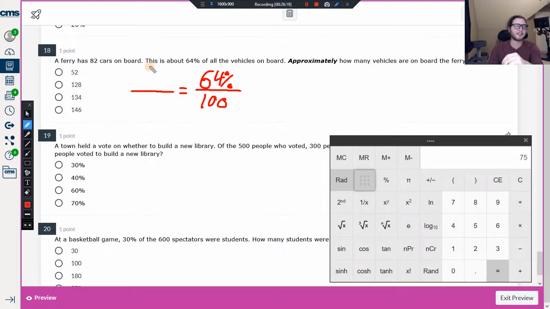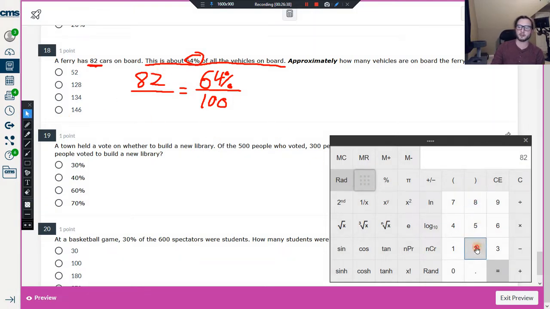Looking at the second sentence, it tells us this is 64% of all the vehicles. So that 82 is equal to the 64%, meaning it should be on the top part of this proportion. 82 was not the total. So for this problem, we cross multiply 82 times 100 and then divide that by 64, which gives me that there were approximately 128 total cars on this ferry.